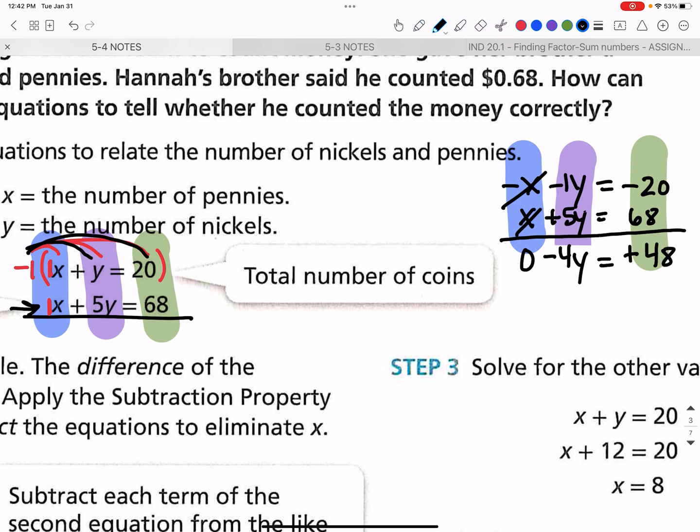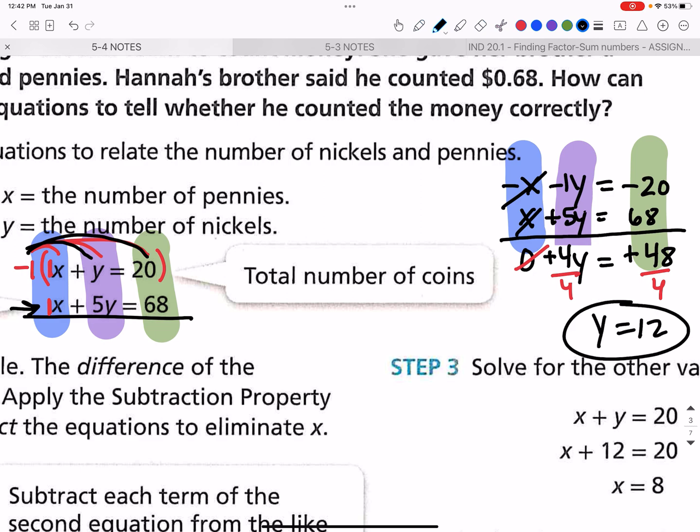When the signs are different, you subtract the two numbers and always take the sign of the bigger. So 5 minus 1 is, that was supposed to be a positive. Sorry, guys. Negative 1 plus 5 is positive 4y, and negative 20 plus 68 is positive 48. Now we need to get the y by itself. This 0 just goes away. It doesn't really matter. You don't need it. We're going to divide by 4 and divide by 4, and we get y equals 12.